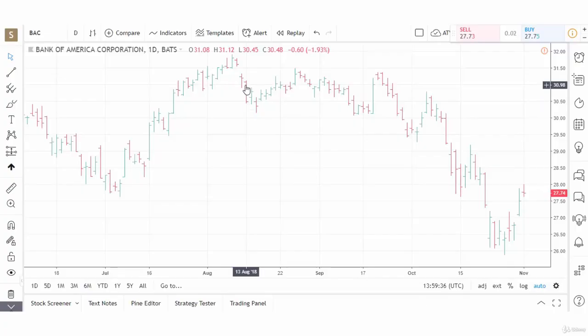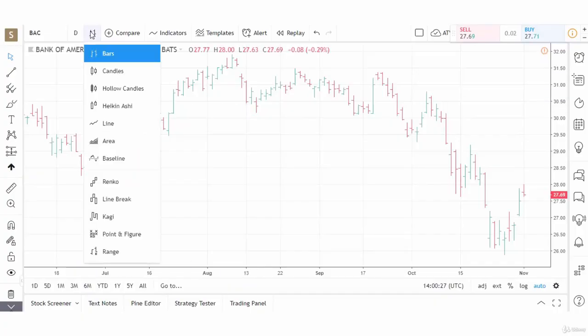Just like with candlesticks, the high of the day is represented by the top of the bar chart, and the low of the day is represented by the bottom of the bar chart. So on this day, August 13th, 2018, the stock opened at 31.08, which is the horizontal bar on the left. The high was 31.12, which is the top of the bar. The stock closed at 30.48, which is the horizontal hash on the right side of the bar. And the low for the day was 30.45, which is the bottom of the bar.